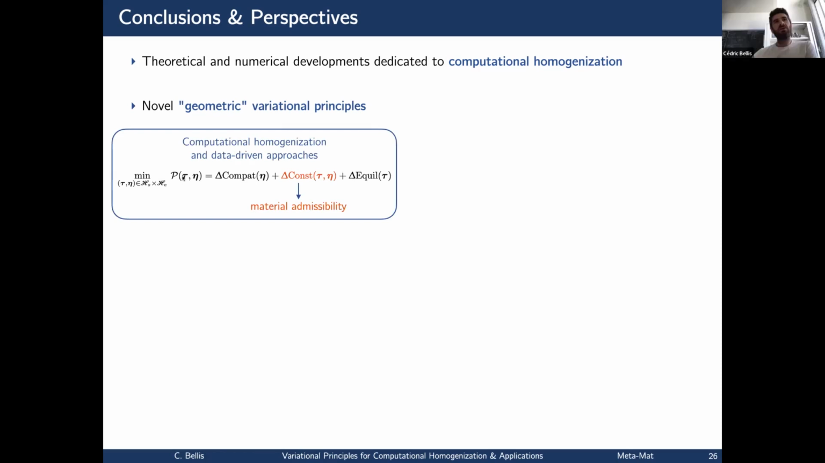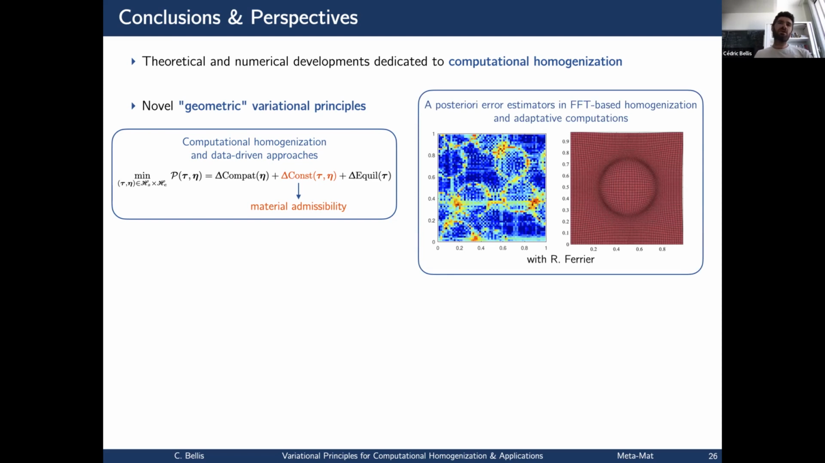One interest of this new type of variational principles is that we have relaxed all of the equations of the problem, so we have much more flexibility to play with the constitutive law. We can typically use some data-driven approaches, integrate some experimental data directly into the forward solver. As a side remark, we are also working on adaptive computations, which is relatively challenging for these FFT-based methods.